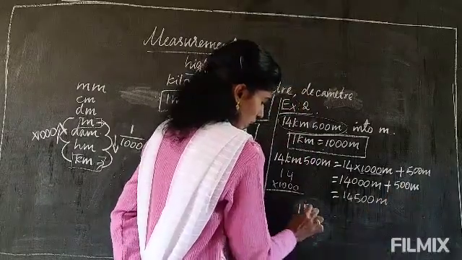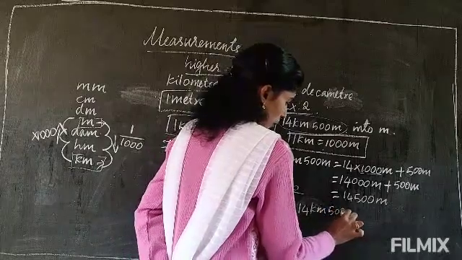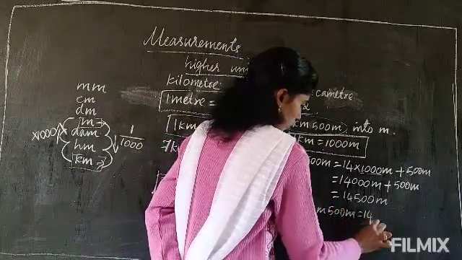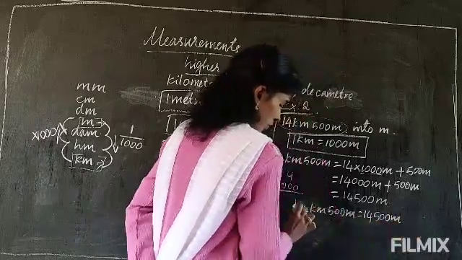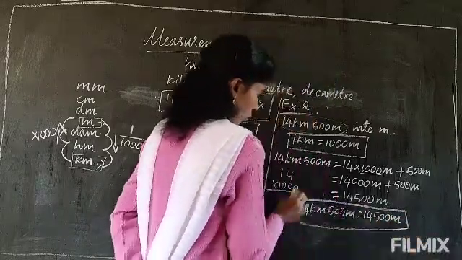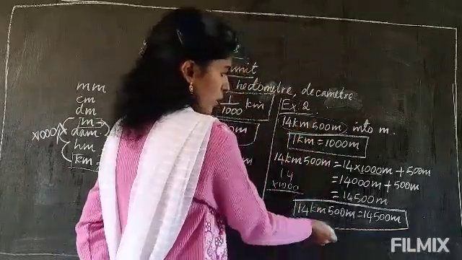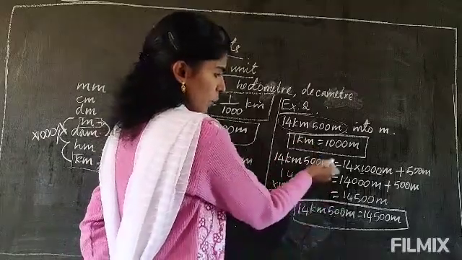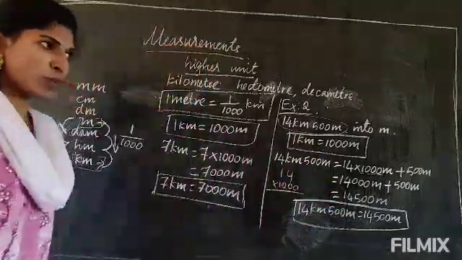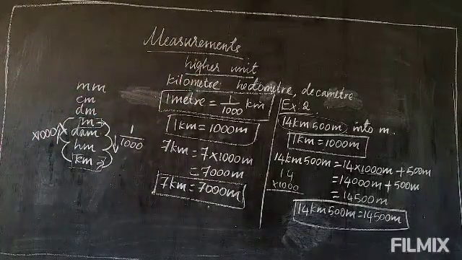So at last you have to take and write the answer: 14 kilometer 500 meter equal to 14,500 meter. The answer is over. So the sum starts from here and ends here, and all this must be there in between. Starting with the formula, ending with the answer, and in the middle the calculation. This all must be there. Don't write it as a shortcut. All the steps should be there, then only I can give the full marks.